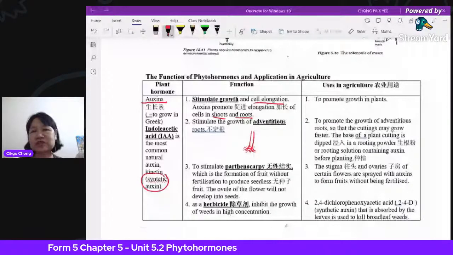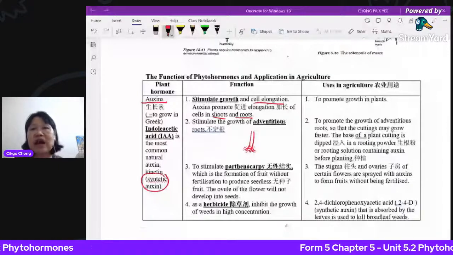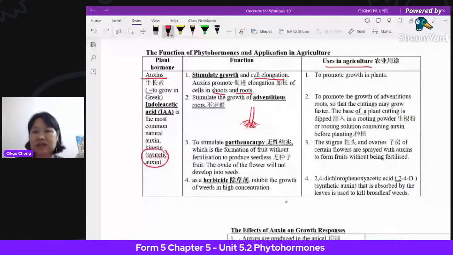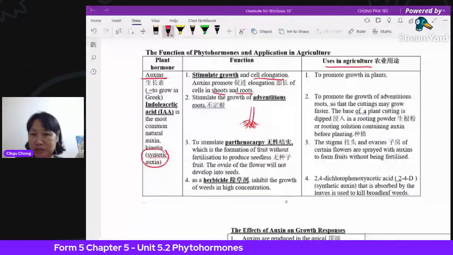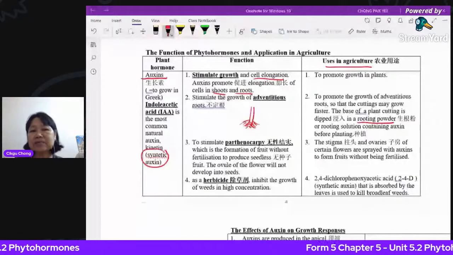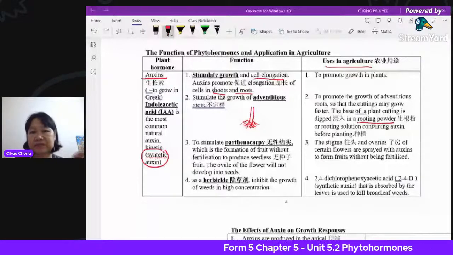Now number two, this is agriculture. Look at the application. To promote the growth of adventitious roots, the cuttings will grow faster, right? So you dip in rooting powder. This rooting powder actually has auxin. Okay, usually man-made, they put IAA, indole acetic acid. Okay, next one.